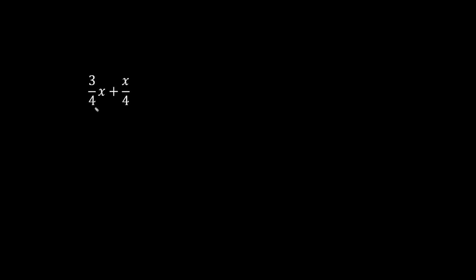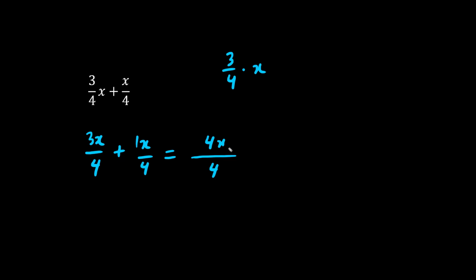Now what is 3/4 x plus x over 4? We have 3 over 4 times x, which is the same thing as 3x over 4 plus x over 4. We have the same denominator, so we combine all divided by 4. And what is the numerator 3x plus x? 3x plus 1x is 4x. And these 4's cancel, so the answer is x.